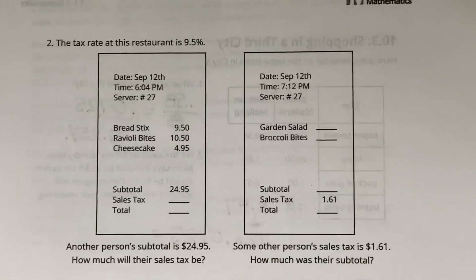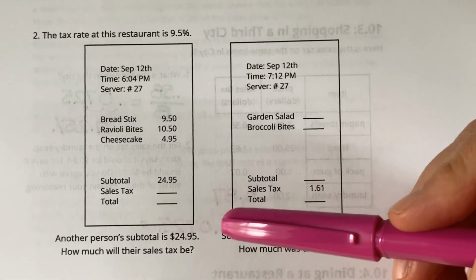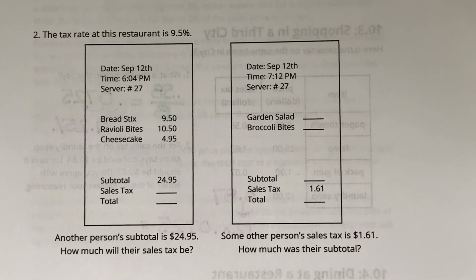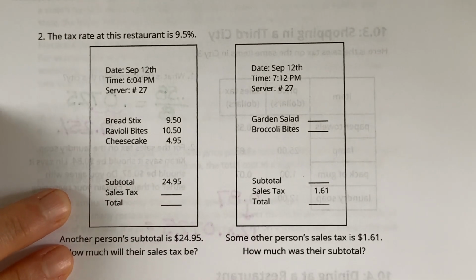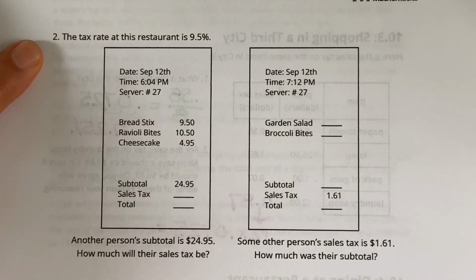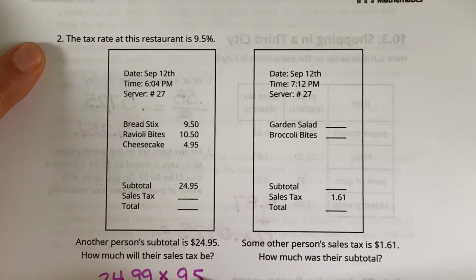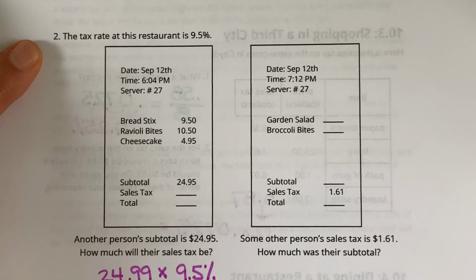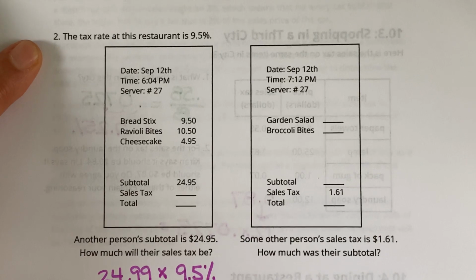All right, last part. The sales tax rate at this restaurant is 9.5%. That's what we just did. Holy moly. It says another person's subtotal is $24.99. How much was the sales tax? Okay, I know the rate. It gave me the rate. So I would say their subtotal was $24.99 times my sales tax, 9.5%, okay? I do have to change this to a decimal. So I'm going to do $24.99 times, move it twice to the left to change it back, 0.095.